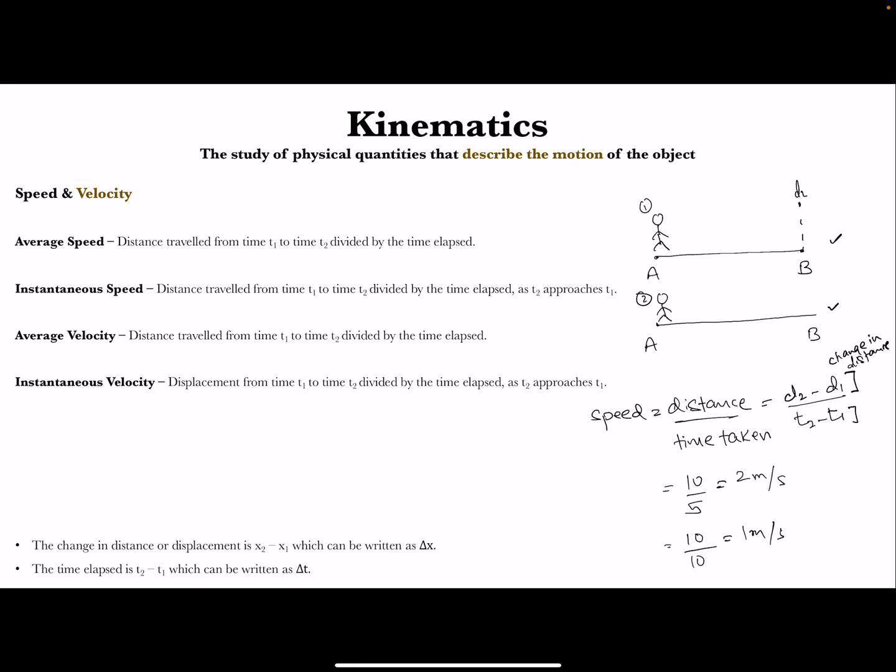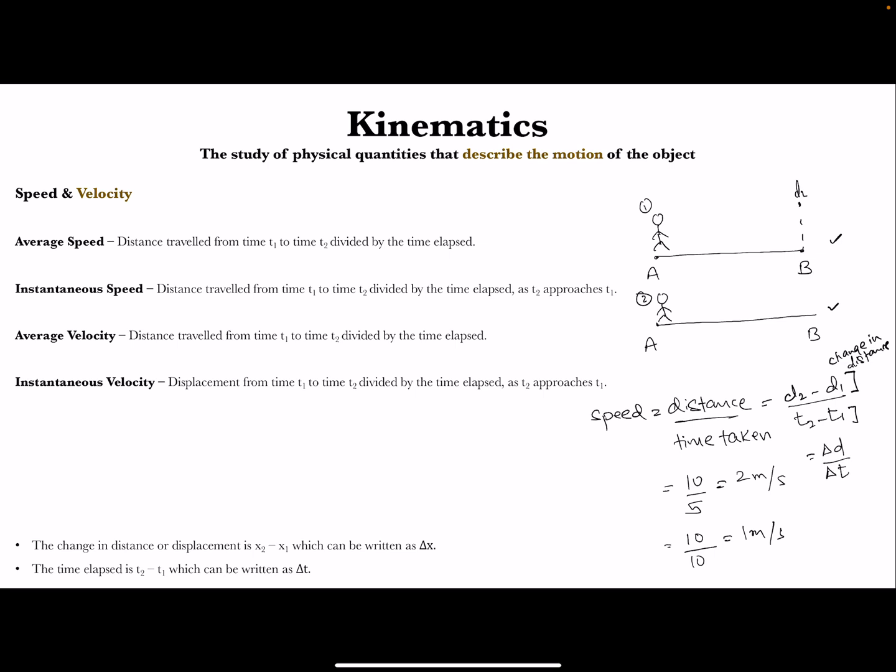So if we have something that's changing over something else that's changing, is there another way that we can refer to it? And the answer is yes. We can call d2 minus d1 divided by t2 minus t1, in short, delta d divided by delta t.